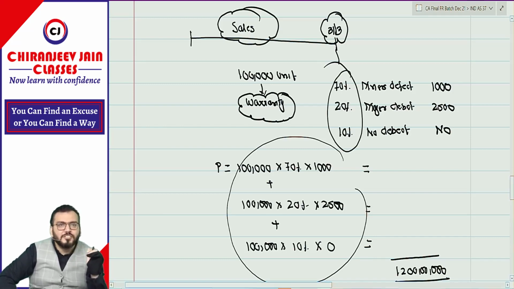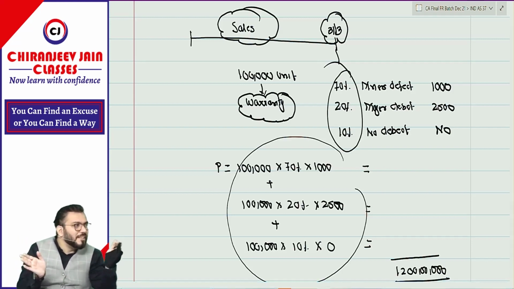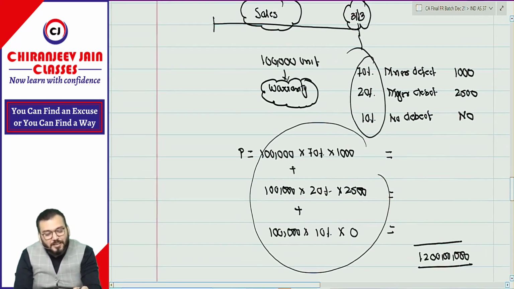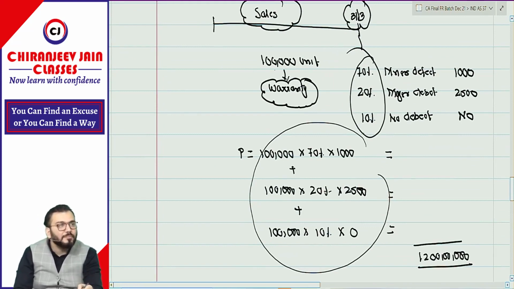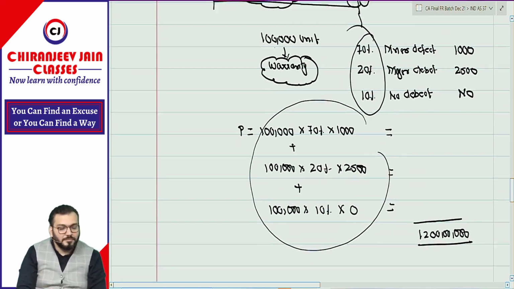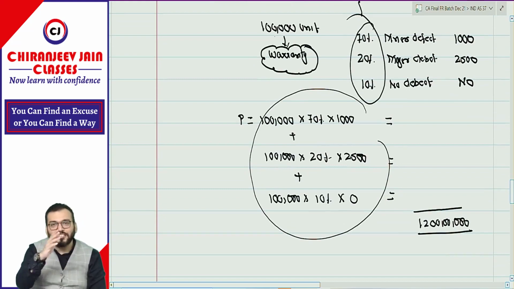Weighted average, na? In a simple average we add and divide by 3. In weighted average, this is nothing but 1 lakh into 70%, 1 lakh into 20%, 1 lakh into 10%, divided by what? 70 plus 20 plus 10. That is what it is. You were saying something different.